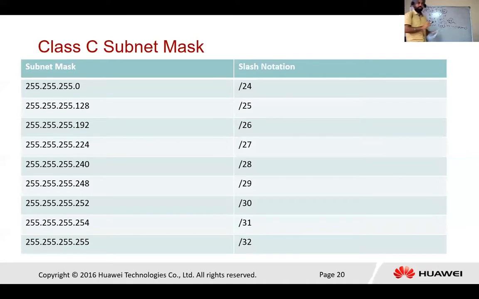This is our first block. If you want to extend or create another block, you will start another block, that is 192.168.1.64, 192.168.1.128. So this is our second block value, second block for IP addresses.